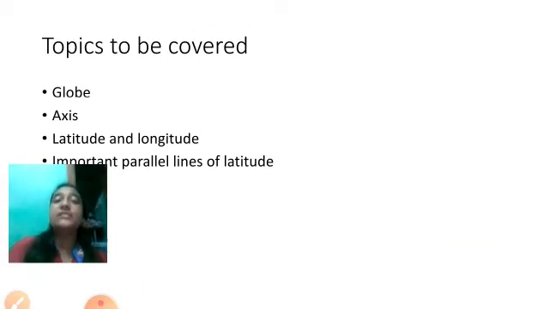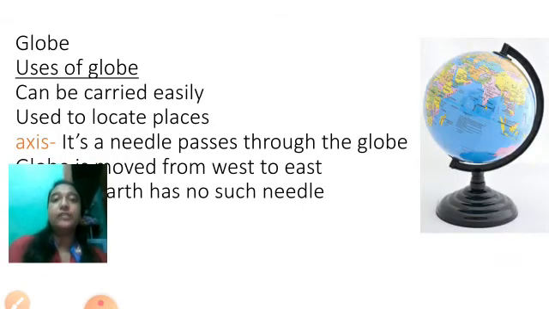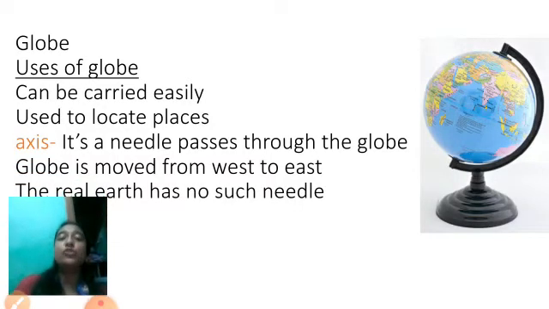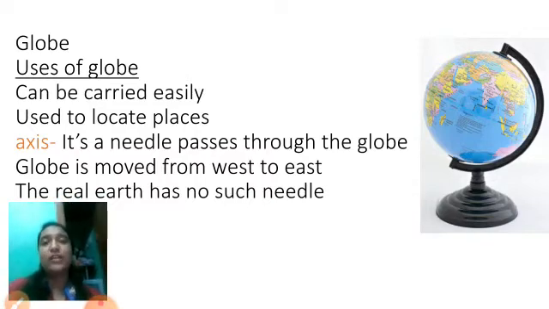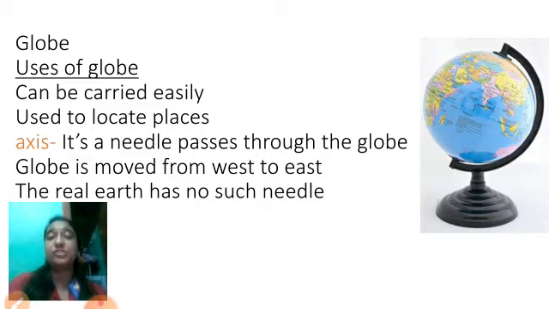Next, the topics I'm going to cover today are globe, axis, latitude and longitude, and important parallel lines of latitude. So everyone has a curiosity about how Earth looks. We live on such a wonderful Earth, a place where atmosphere is there, where living creatures are there. So such Earth, we feel like seeing it, right? But we cannot go in a rocket and see it from outside, right?